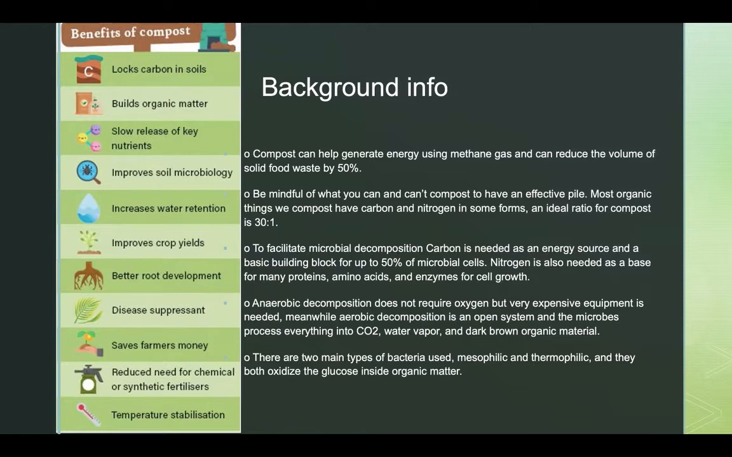Anaerobic decomposition does not require oxygen, but very expensive equipment is needed. Meanwhile, aerobic decomposition is an open system and the microbes process everything into CO2, water vapor, and dark brown organic material, also known as humus. There are two main types of bacteria used, mesophilic and thermophilic, but they both oxidize the glucose inside organic material.